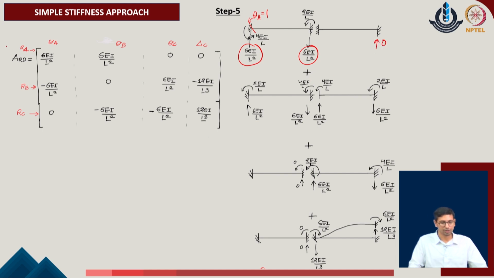So, corresponding to theta A as a component in the given problem, we get the value of the A of R in the given system: the reaction at the point A is 6 E I upon L square, which is positive. At the point B, it is minus of 6 E I upon L square, which is negative, and at the point C, it is 0, which is not having any contribution of the reaction due to the rotation at the point A in the given system.